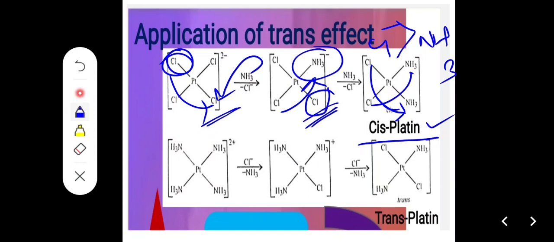Again, Pt(NH3)4 2+, where all are ammonia. So one ammonia can be replaced by Cl minus by a simple substitution reaction. Okay. So now the problem is, the incoming second chlorine attaches on what side? Okay. As Cl minus has more trans effect than ammonia, the incoming Cl minus will be attached trans to the first Cl minus. Okay. So this Cl minus comes trans to the previous Cl minus. By this way we get transplatin.